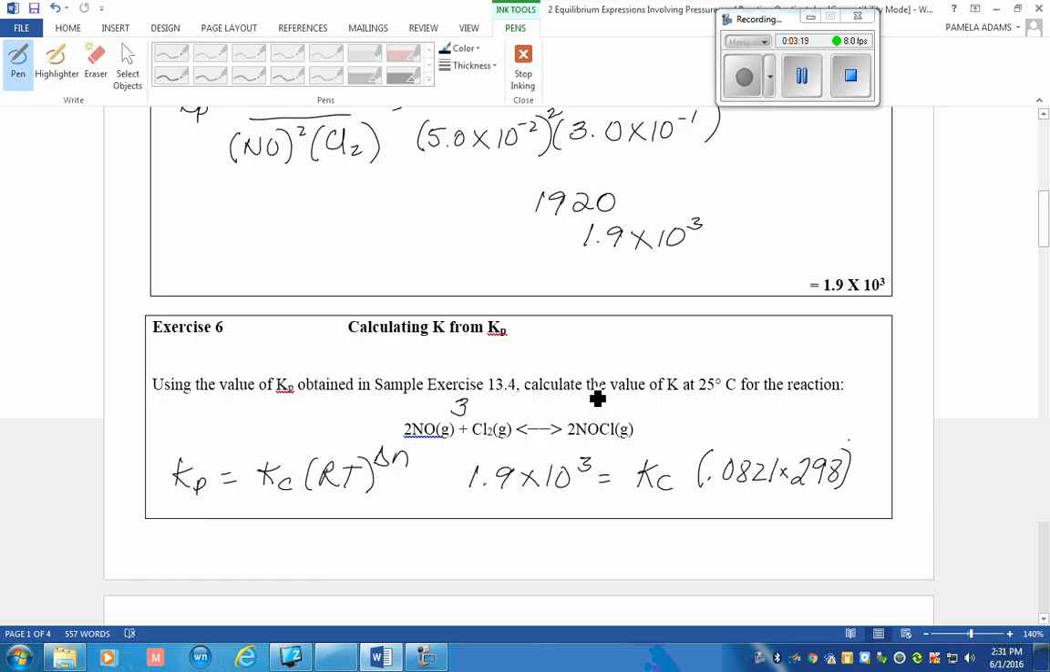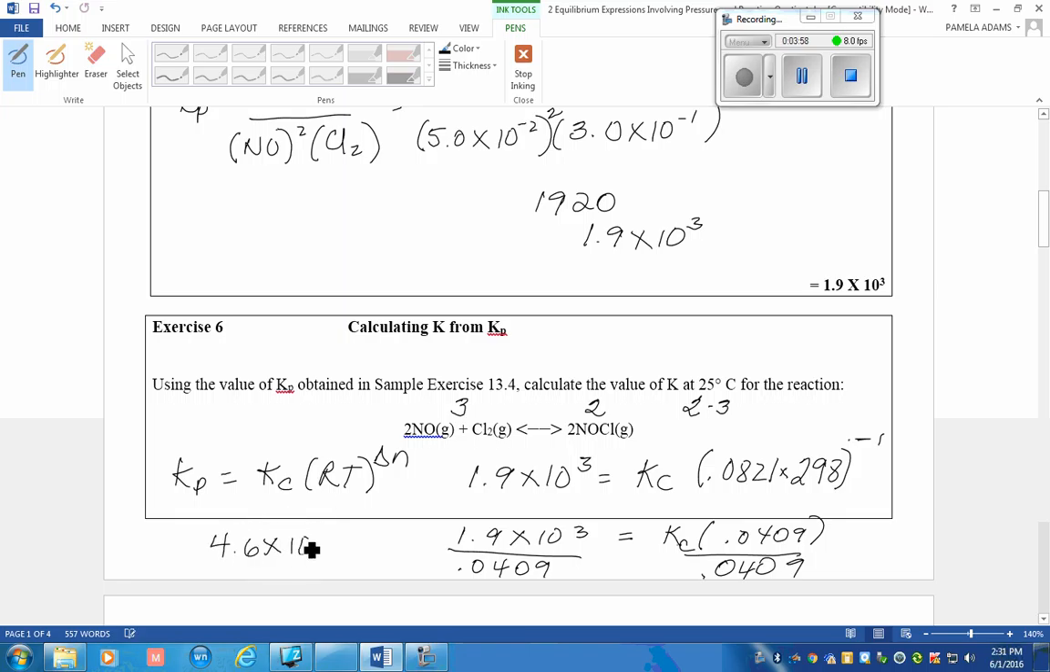Let's look at the number of moles. There are 3 moles of reactants, 2 moles of products. It is products minus reactants, so this is being raised to the -1. So 1.9 times 10 to the third is equal to Kc times 0.0409. Divide both sides by 0.0409 to get our Kc value, and I get that number to be 4.6 times 10 to the 4th.